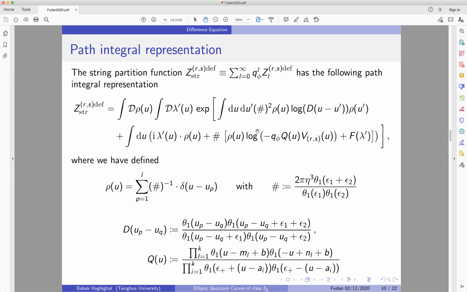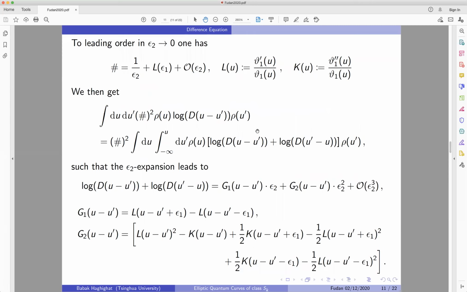But if you want to evaluate a path integral, usually you need to start with some saddle point. So usually in gauge theory, you have some weak coupling, and you can then do Feynman expansions and so on. The way it works here is very similar. What we're going to do is send this epsilon 2 to 0, and then this particular piece will be expanded in this way.